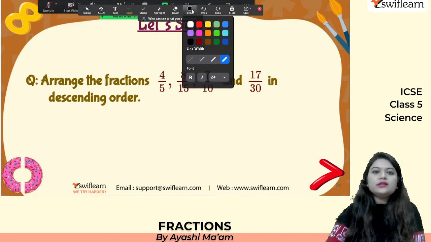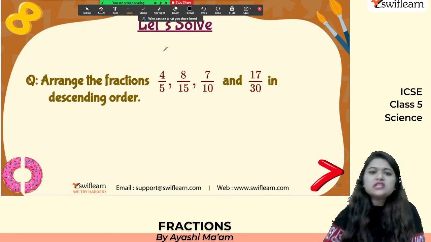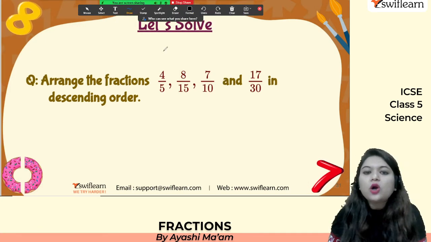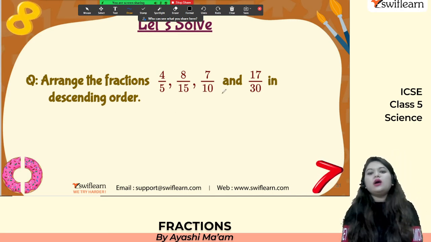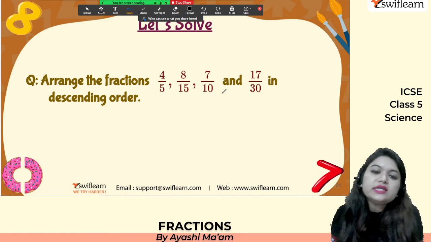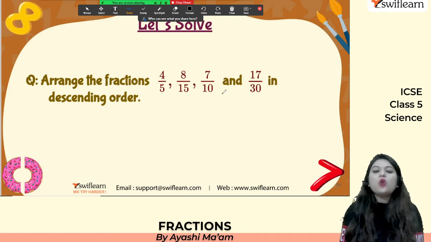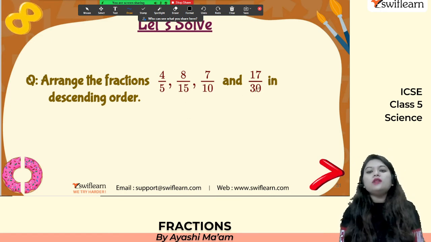Okay. Now look at this one. Arrange the fractions in descending order. Now you can see that all these fractions have got different denominators, so it is quite difficult, right? So what we will do is we will try to make all the denominators same.